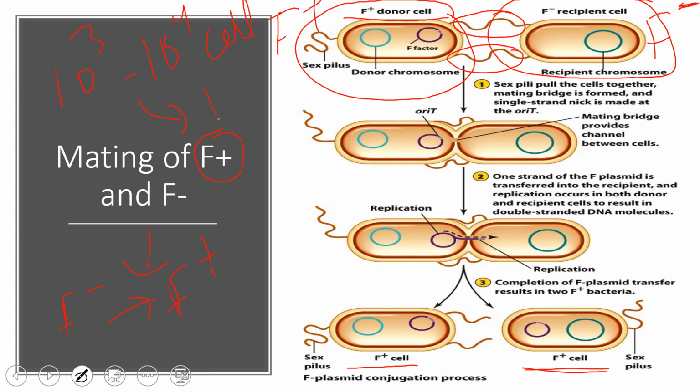So only one probability is there: the bacteria can be recombinant. Recombinant means these F factors will attach to the bacterial chromosome, so that is called the recombinant. There is less chance of becoming the recombinant, but for becoming the F plus, there is a 100% chance of becoming the F plus if the F factor enters into the bacteria, but there is less chance of becoming the recombinant.